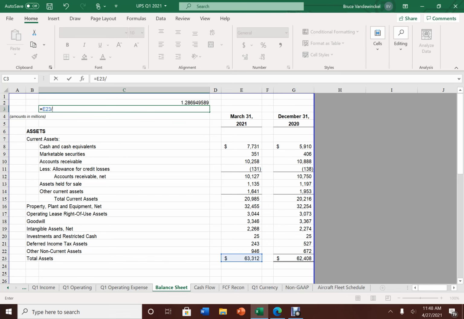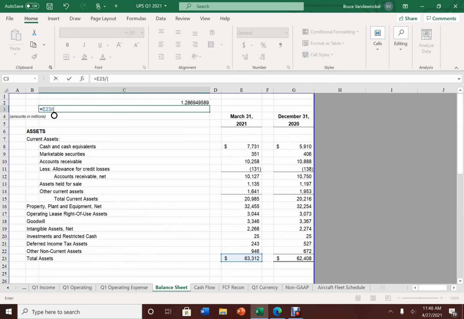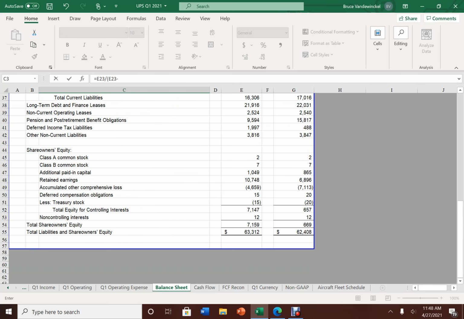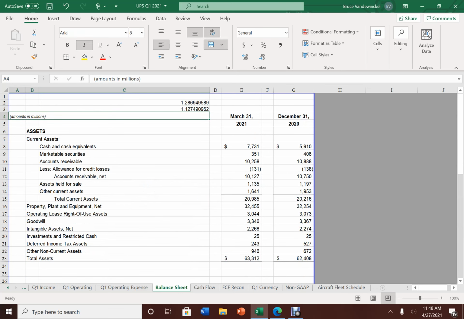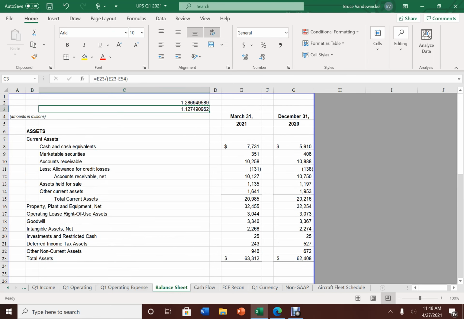Now to calculate total assets over total liabilities, you take total assets divided by total assets minus the shareholder equity. That gets you 1.13 in total assets over total liabilities. Again, very good shape for this company. And if you look at accounts receivable, about 10 billion, and go to revenue.